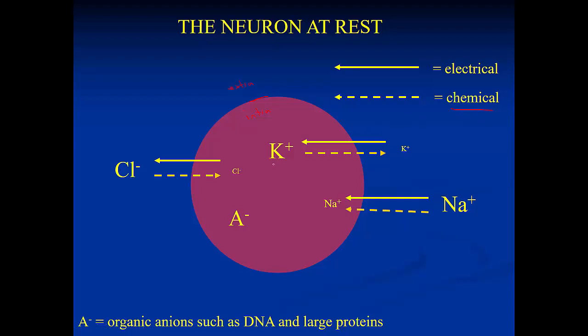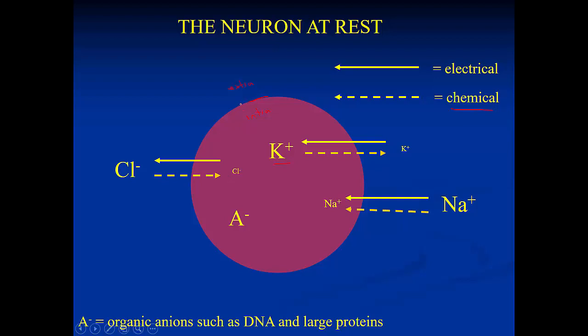If I have a high concentration of potassium inside the cell, and it could move freely, there's a force driving it out of the cell. For sodium, that chemical force is driving it inside. Same with chloride ion. Now, with the cell membrane, these things can't move freely.